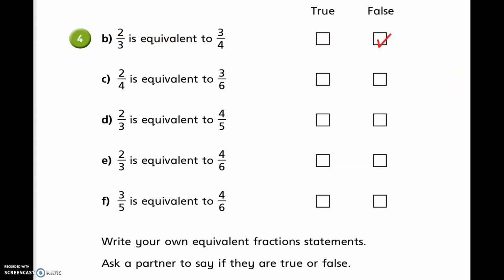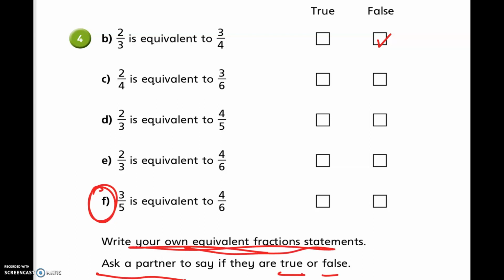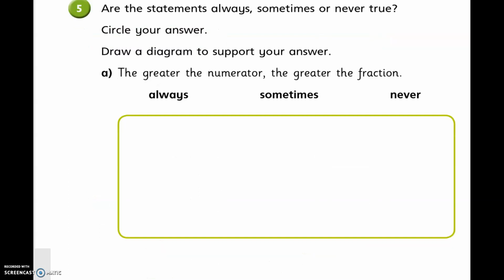So you continue on to the end of number 4F. And it says, ask a partner to say whether it's true or false, and you're going to write some of your own statements. So you press pause and finish number 4, and then we'll be ready to join up again on number 5. So you pause it now.